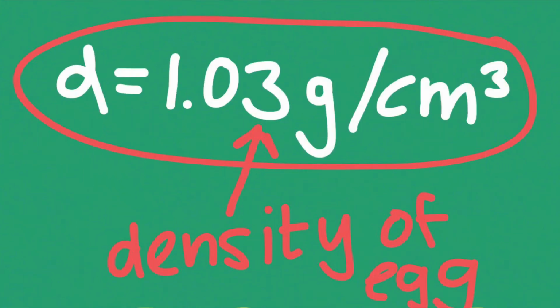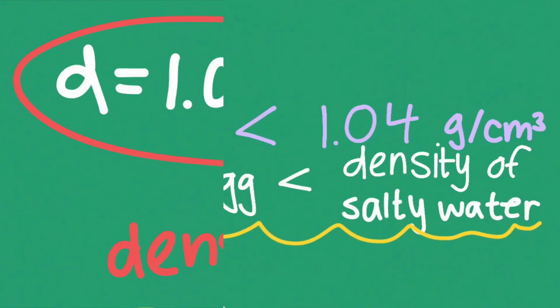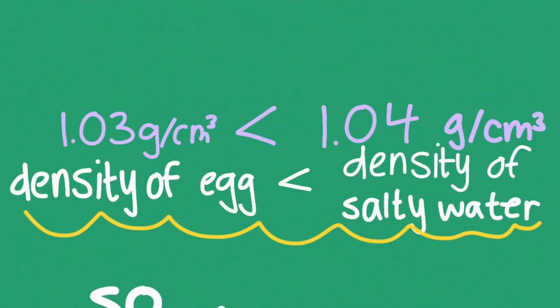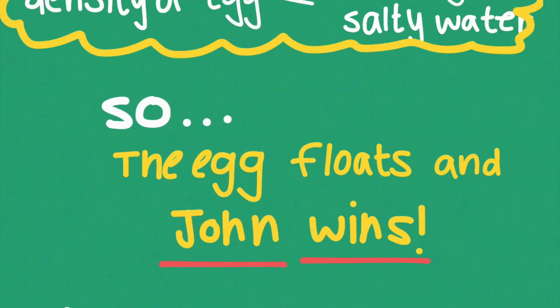We can go ahead and add back in those units from earlier, grams over centimeter cubed, because those are the units for mass divided by the units for volume. We are able to conclude that the density of the egg, 1.03 grams per centimeters cubed, is less than the density of the water, 1.04 grams per centimeters cubed, and so the egg floats and John wins the challenge.